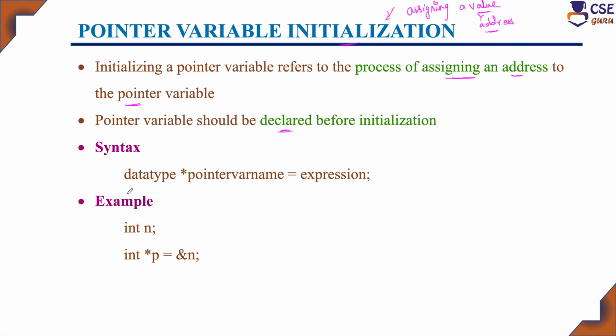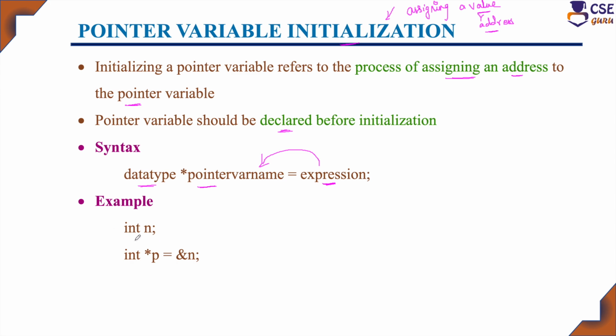And the syntax is: data type, star, pointer variable, equal to expression. You can give any expression. The result of this expression will be stored in this pointer variable, and this will refer to its address only, not the value.